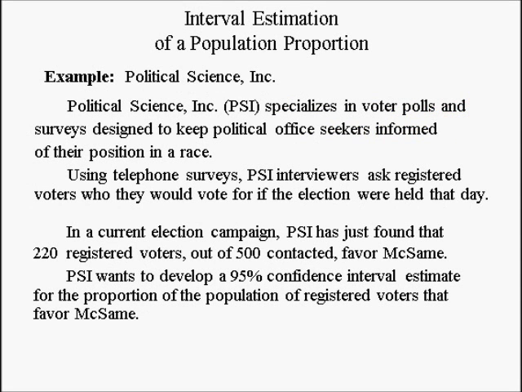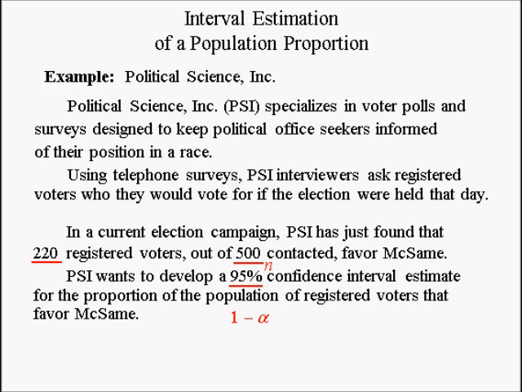Political Science Incorporated, PSI, specializes in voter polls and surveys designed to keep political office seekers informed of their position in a race. Using telephone surveys, PSI interviewers ask registered voters who they would vote for if the election were held today. In a current election campaign, PSI just found that 220 registered voters out of 500 contacted favor McSame. PSI wants to develop a 95% confidence interval for the proportion of the population of registered voters who favor McSame.